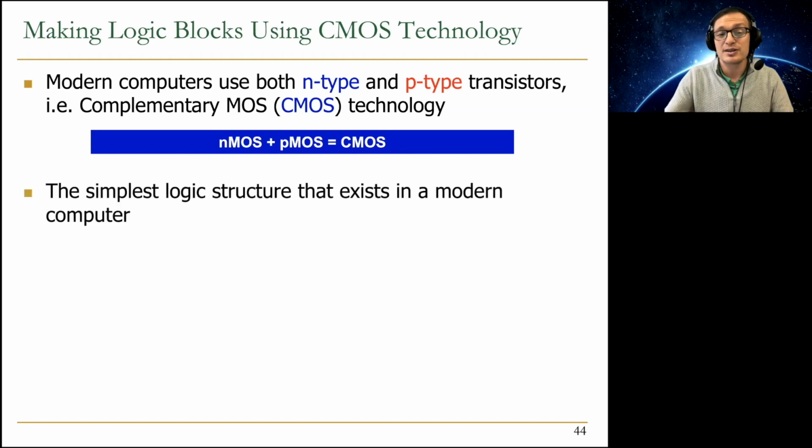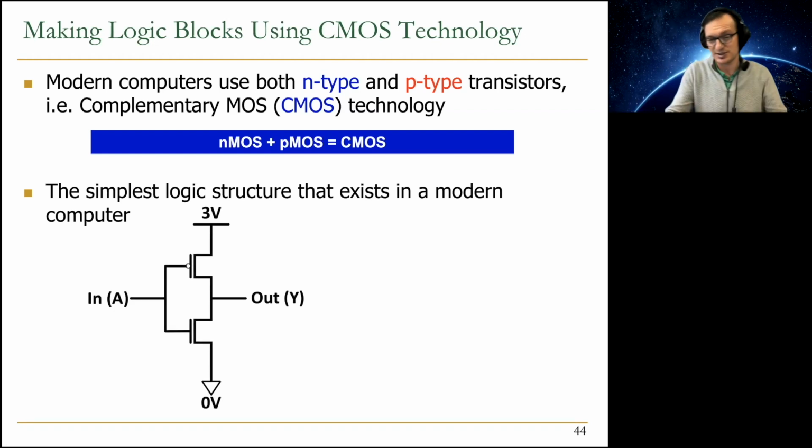And I'm going to show you the simplest logic structure that exists in a modern computer. It looks like this, basically. This is a CMOS structure. And I'm going to ask you what this does, basically.